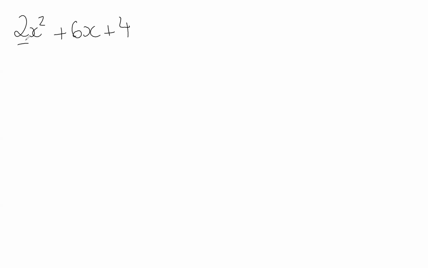Now we're going to do the same process as factorising normal quadratics. So we want two numbers that add to make the b value, which is 6. But instead now we're thinking a times c, 2 times 4. So 2 times 4 gives us 8. So we need to think of two numbers that multiply together to give us 8.